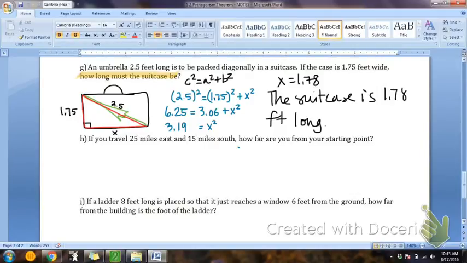All right, letter H. If you travel 25 miles east and 15 miles south, how far are you from your starting point? First of all, we need to know our directions, right? So I don't remember what these things are called. A weather vane, is that right?